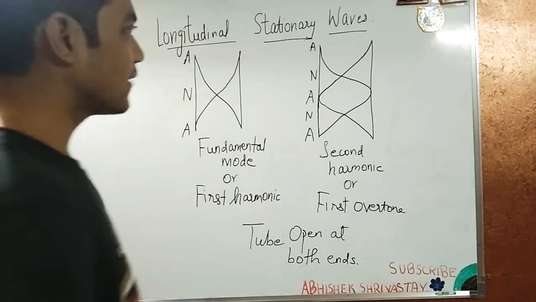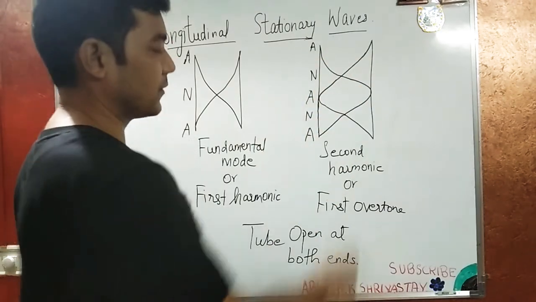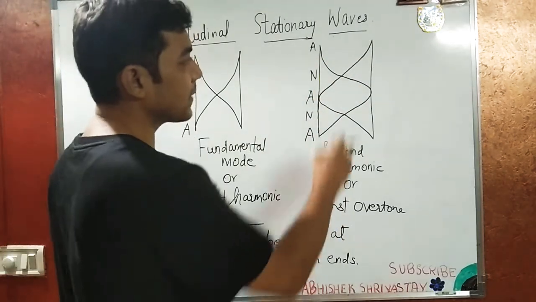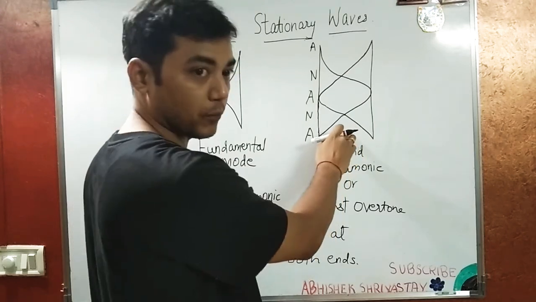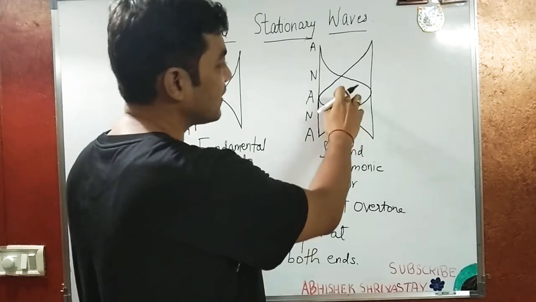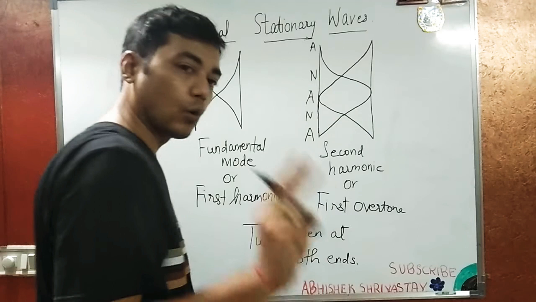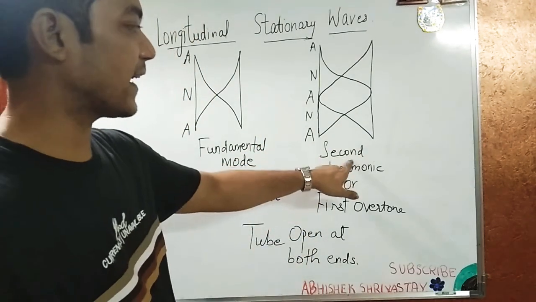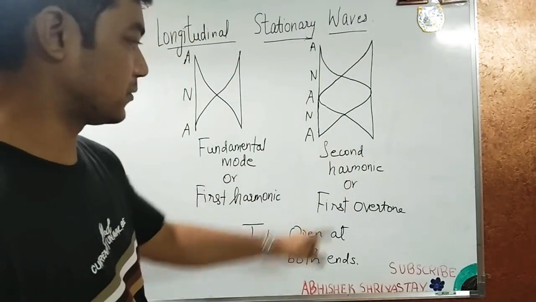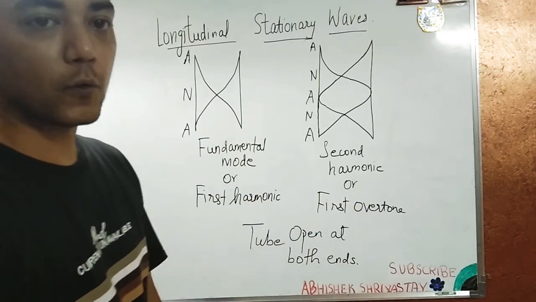Now, if I look at this another case, here how many loops am I getting? This half loop and half loop becomes 1 loop, and this one complete loop. So 2 loops. So this is the second harmonic, because there are 2 loops, or you can call it the first overtone.